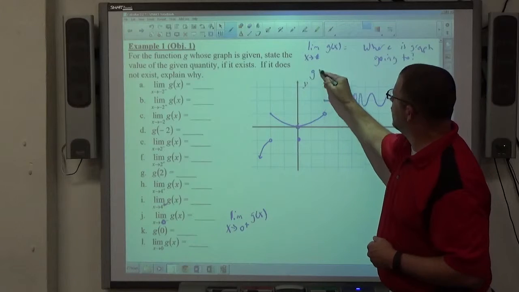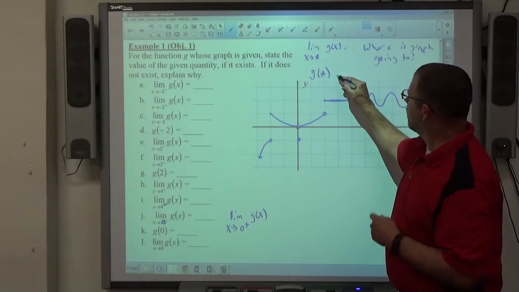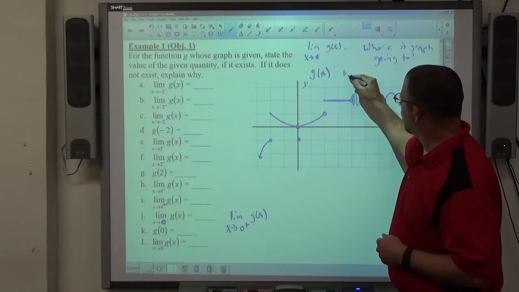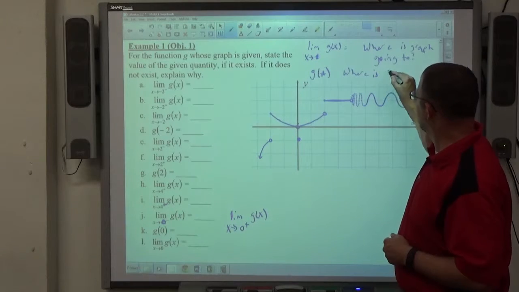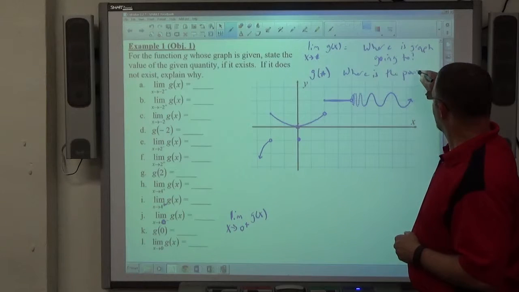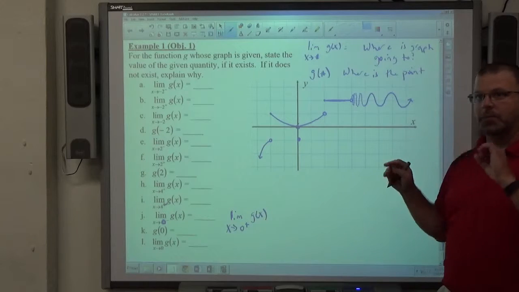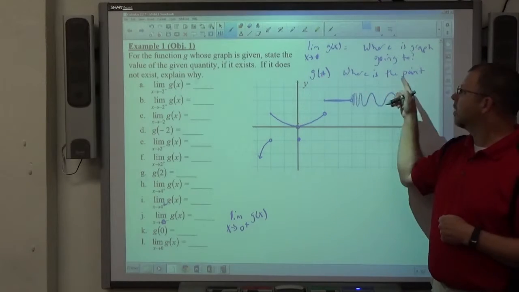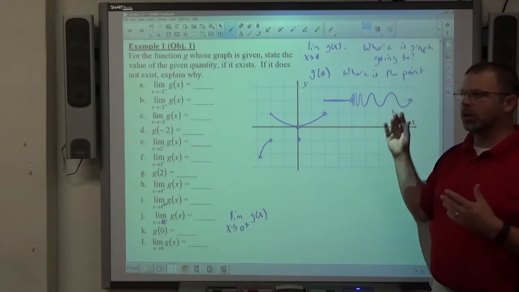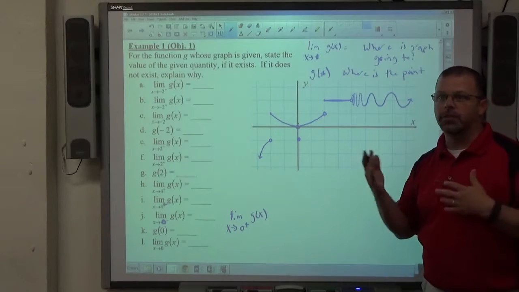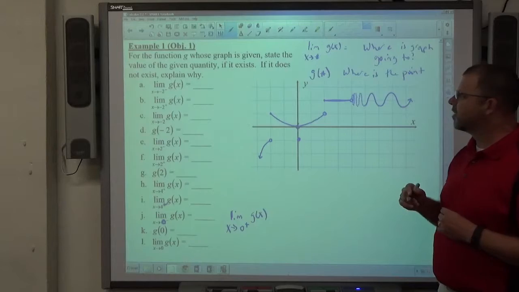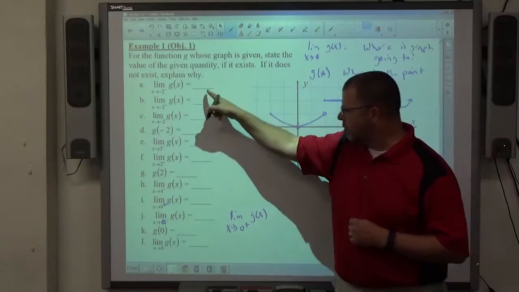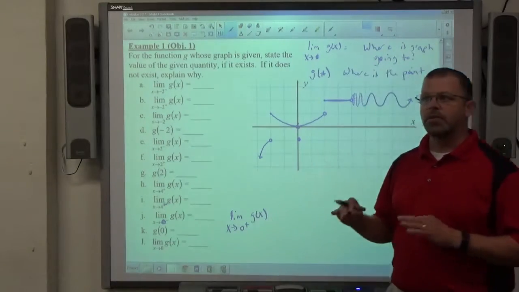If it's just g of a number, it means where's the point? By point, the closed circle point, not the open circle point. So functional value, you're looking for an actual point. A limit, you're looking for where the graph's getting close to. That's the difference in the questions. Everything is about the y value. The answer to every one of these questions is a y value if it exists.